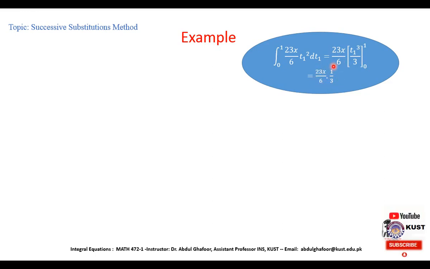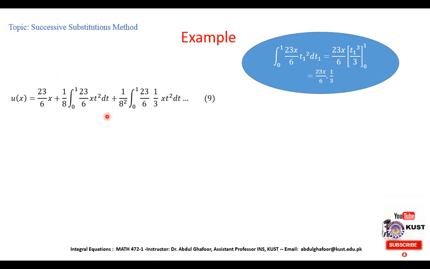Now using this in the double integral, we get equation 9, where equation 9 is just equation 8, but we have computed the internal part of the integral and substituted that value. Now we compute this integral as well as this integral.